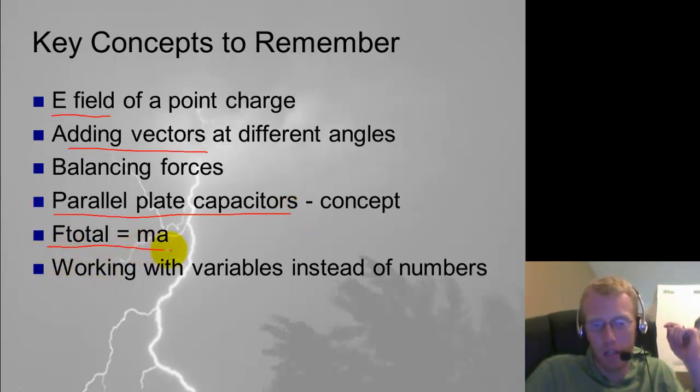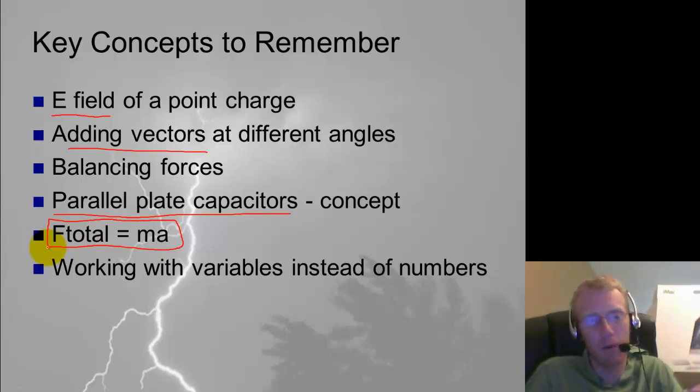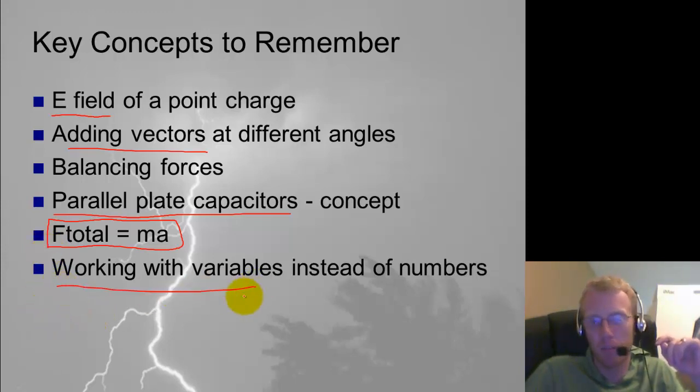Don't ever forget F net equals ma. It's been a little bit away from that in the past unit on optics, but now we're getting a lot back into forces, force diagrams, calculating the trajectory of particles, the position, the velocity, the acceleration, etc. And just keep practicing working with variables instead of numbers, rearranging the equations using variables and plugging in numbers at the end.